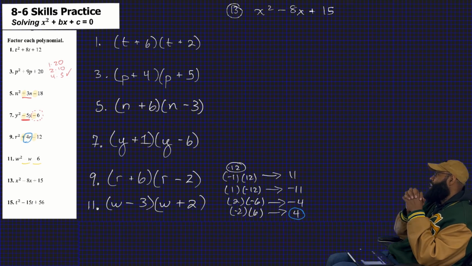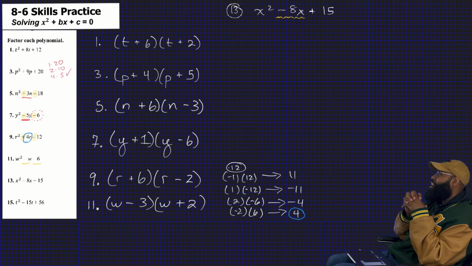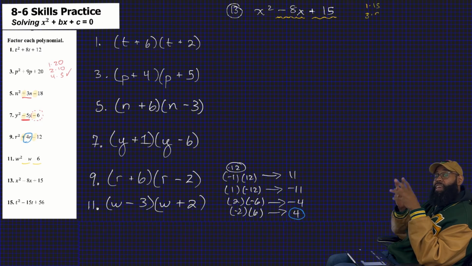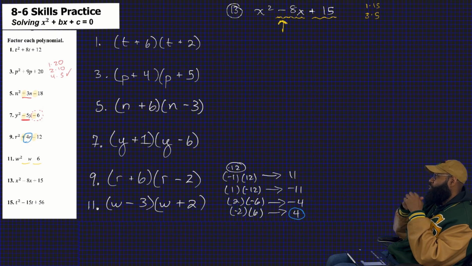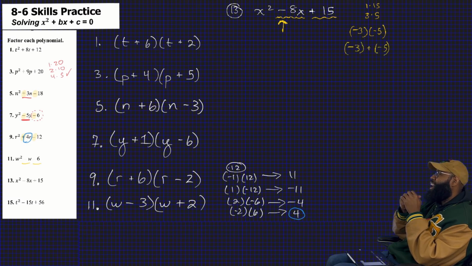13, x squared minus 8x plus 15. I have a minus and a plus. Hold up now. Oh, I get it. A negative times a negative is a positive. So 1 times 15 and 3 times 5. Well, 3 times 5, when added, 3 and 5, you get 8. So I got it. Negative 3 and negative 5 add up to negative 8.